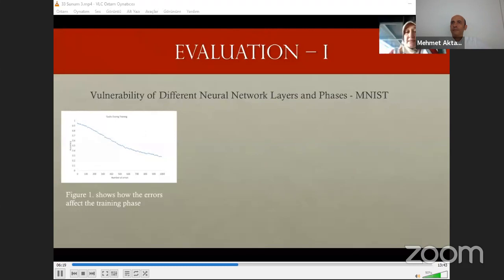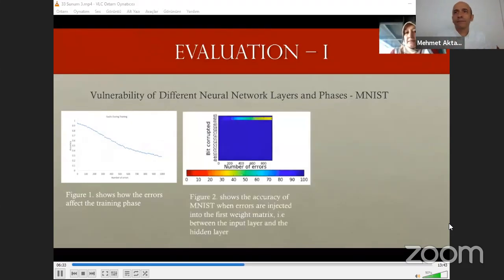But in another sense, if there was a fault in the training phase causing some silent data corruption and we do not recognize it, the prediction would be really incorrect. In the second experiment, we inject the fault to the input layer to measure the vulnerability of the input layer.